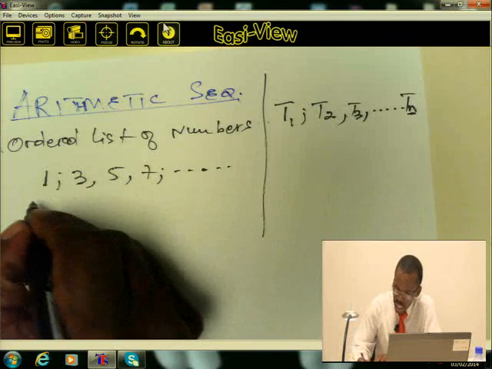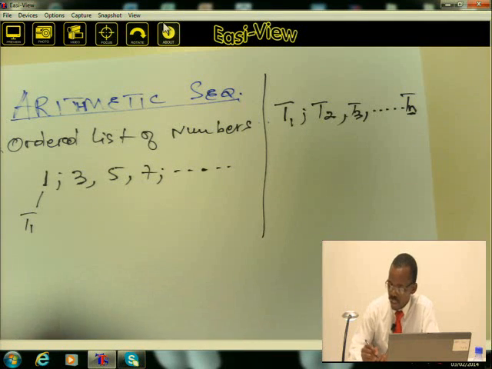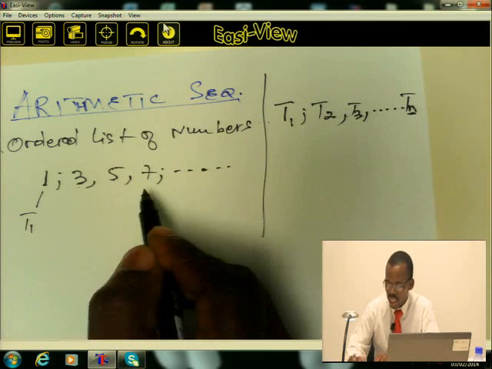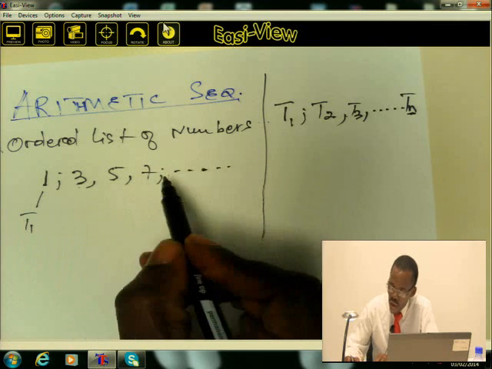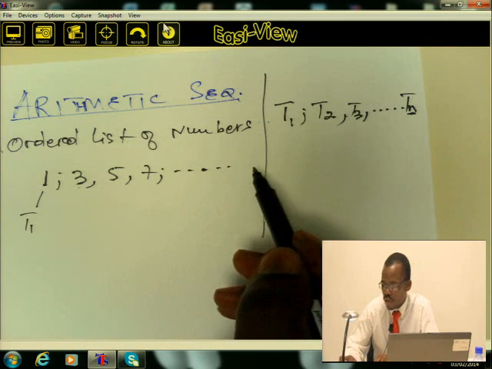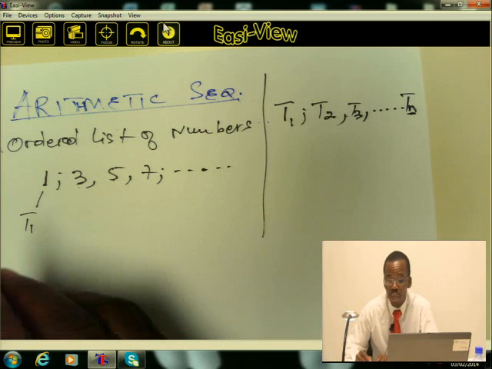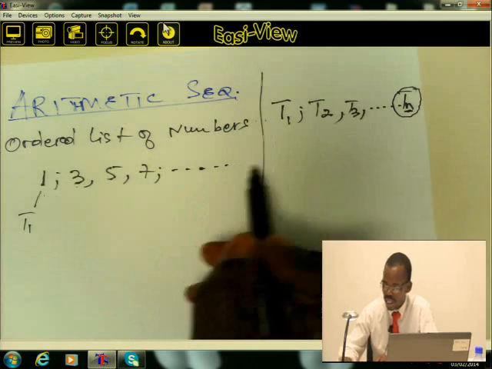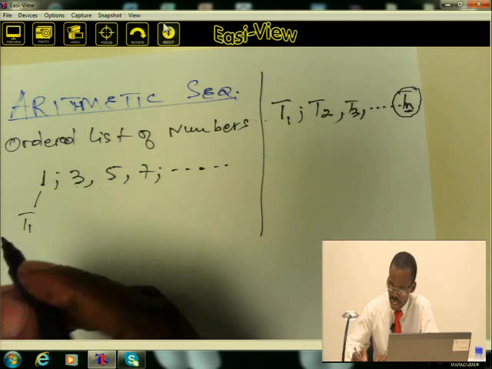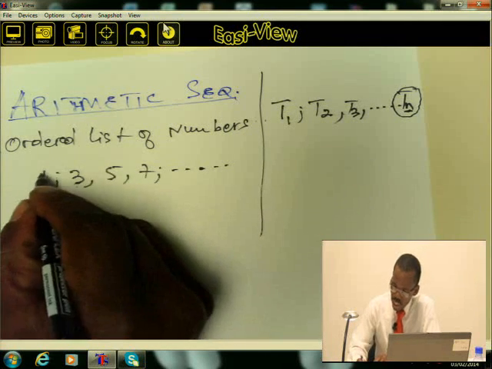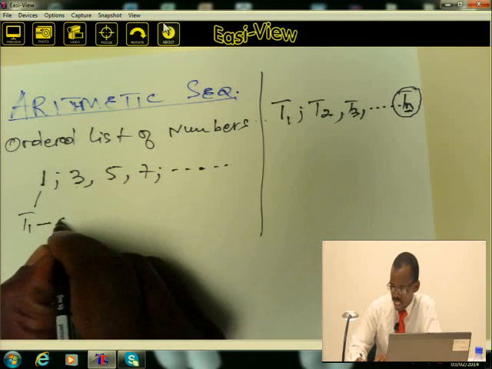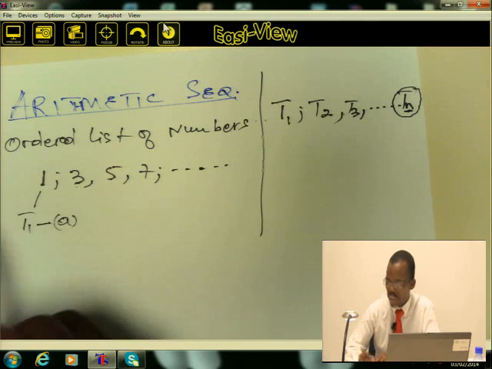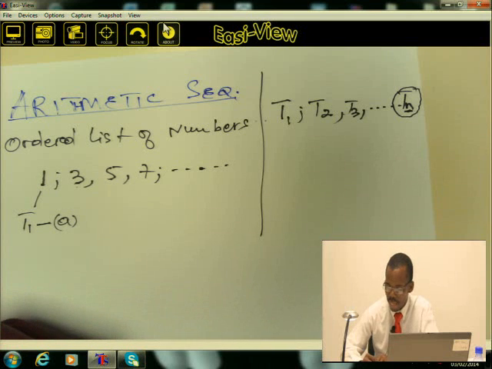So this one we say this is T1, the first term. This will be T2, the second term, T3, the third term, T4, the fourth term. Now, when we want to continue forward getting the other terms, we need to come up with a general term that is going to help us to find the terms of this particular sequence. T1 is denoted by the letter A. We say the first term of the sequence is denoted by the letter A.